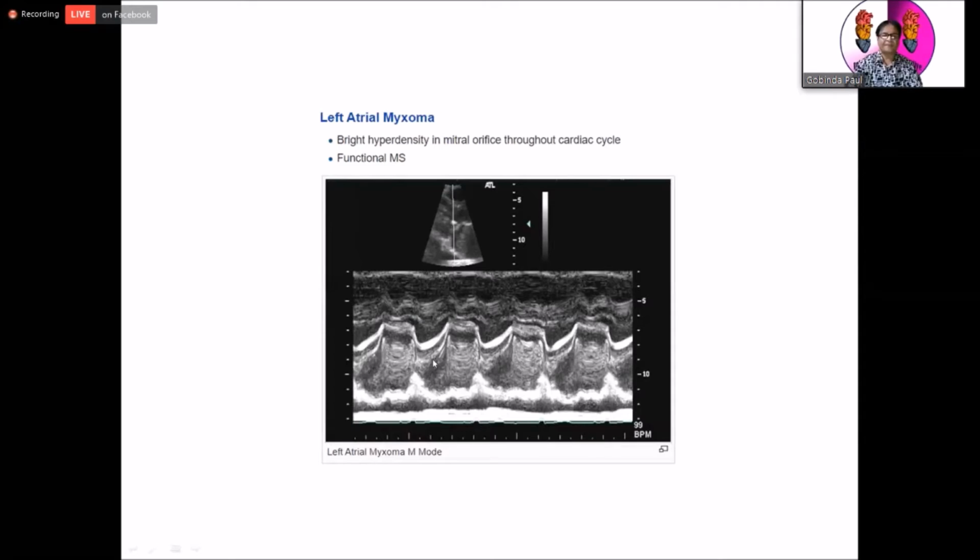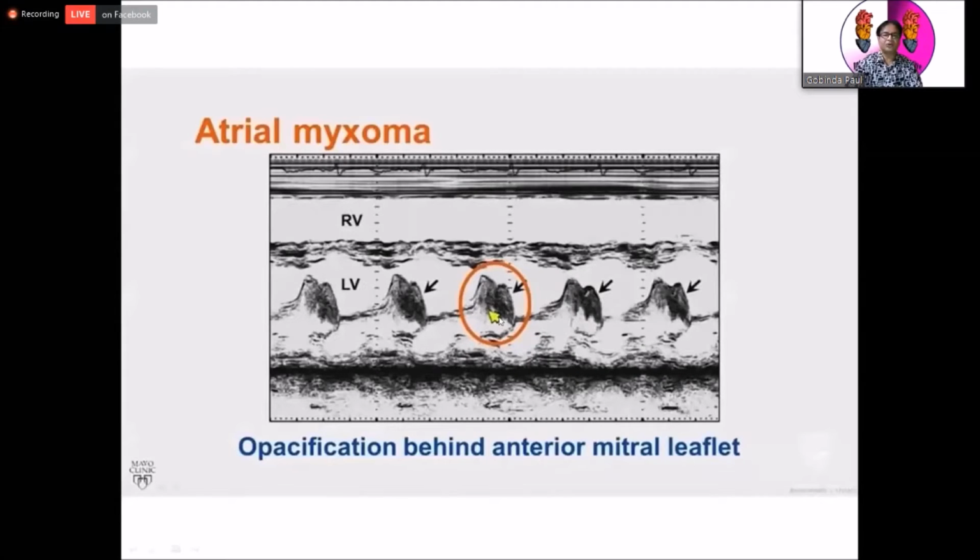This is nicely visualized. There is a dense shadow behind the AML due to left atrial myxoma. Here also it shows a dense shadow behind the AML due to left atrial myxoma.